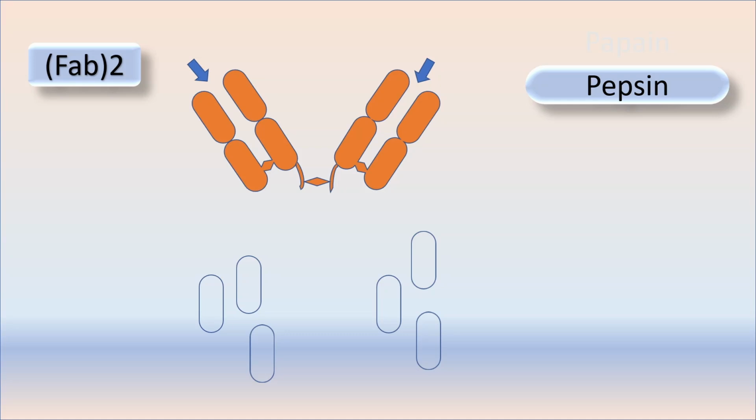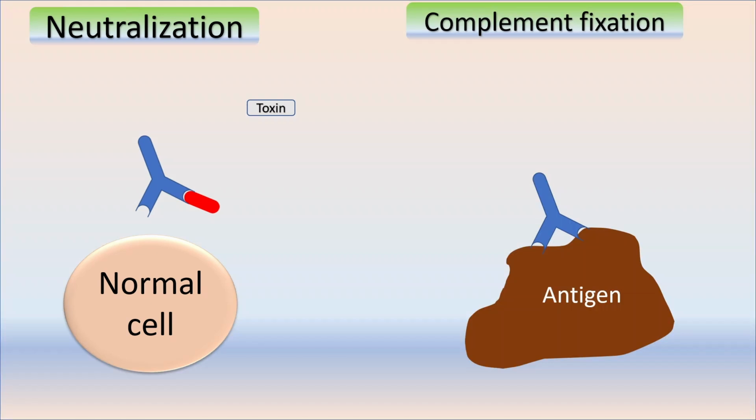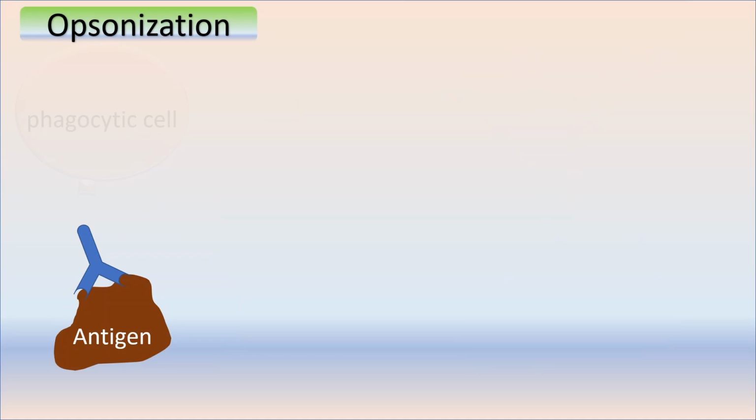The antibody molecule has 4 major functions. The first one is neutralization. Neutralization is an effective immune defense mechanism for toxins and small antigens like viruses. And the other is complement fixation. It can also activate the complement system. And the other is opsonization. Opsonization means facilitating the process of phagocytosis. So the antibody molecule is good in opsonization.